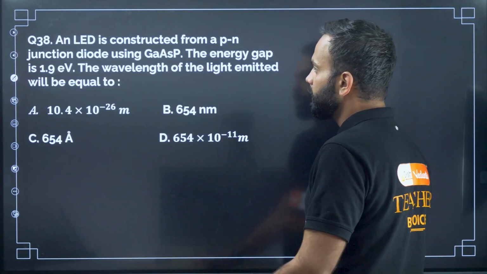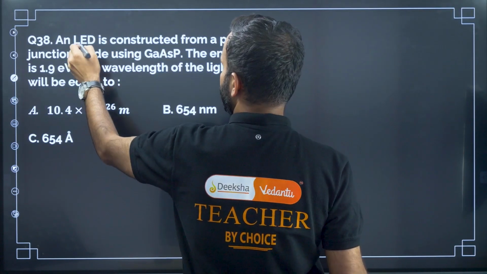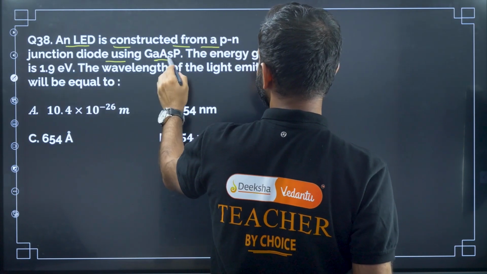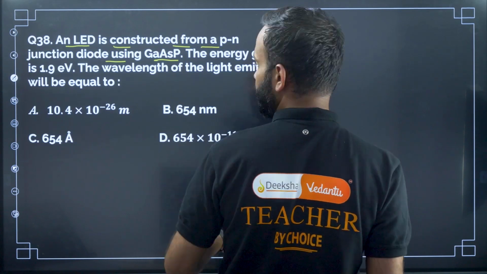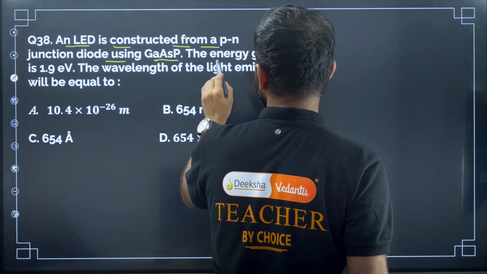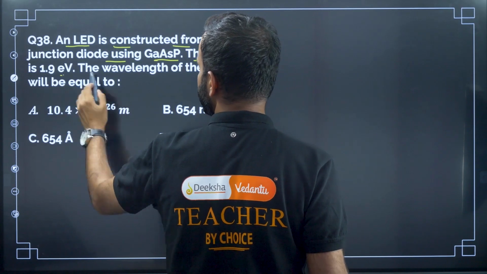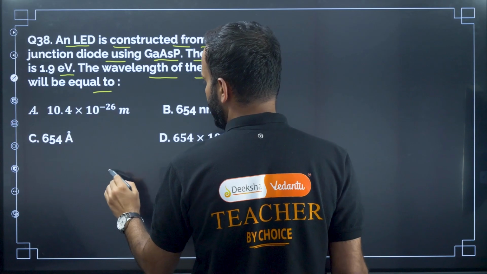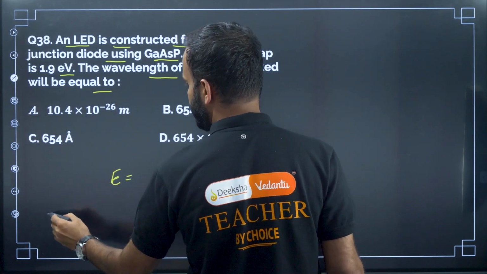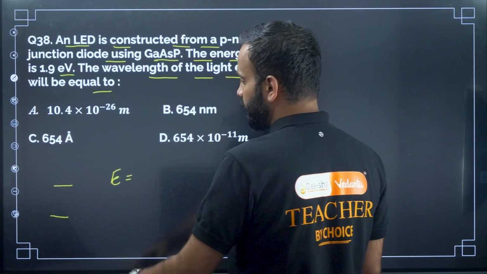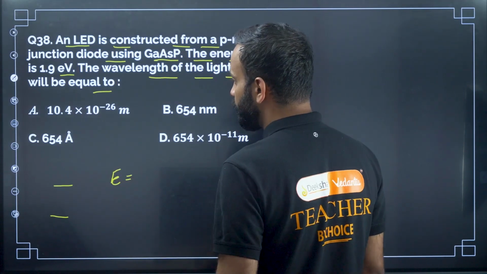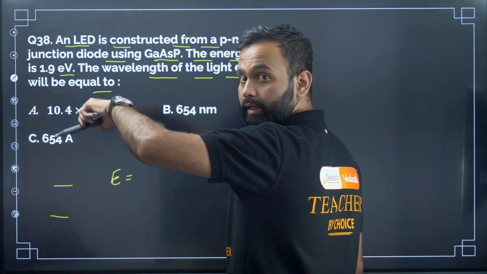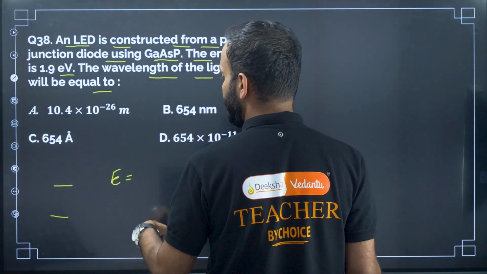Next one, question number 38. An LED is constructed from a PN junction diode using GaAsP, gallium arsenide phosphide. The energy gap is 1.9 electron volt. The wavelength of the light emitted will be equal to... The electron makes a transition from the conduction band to the valence band, so light will be emitted. The energy of the radiation is equal to the energy gap.